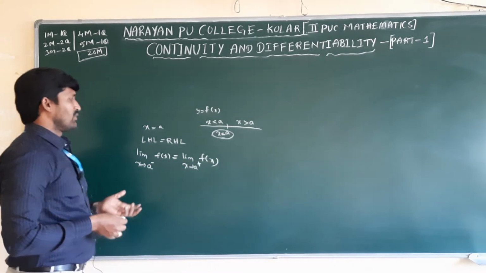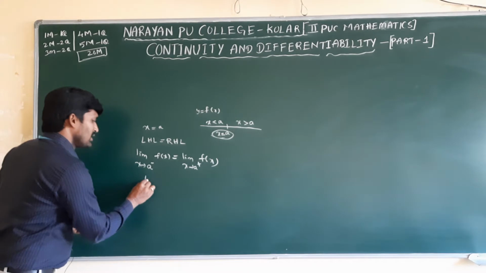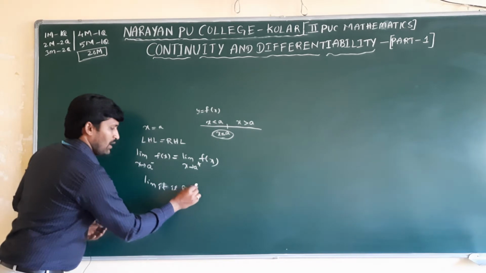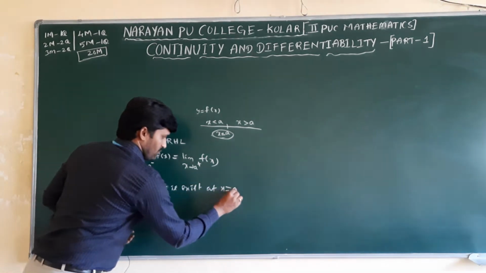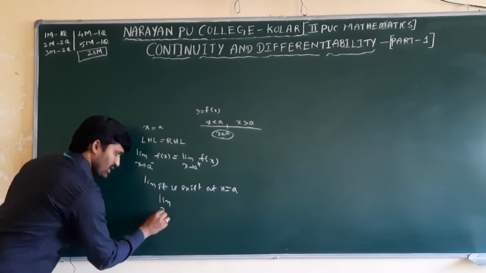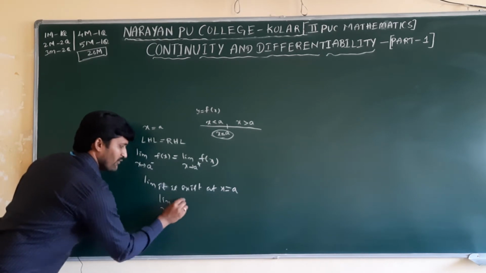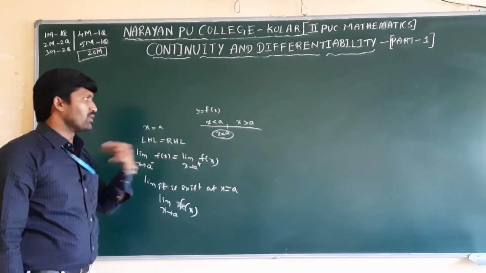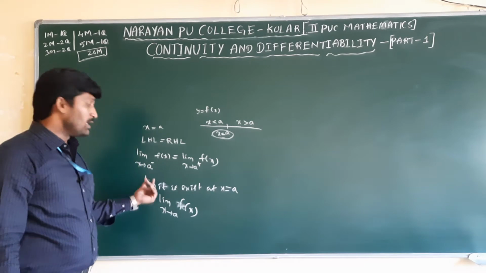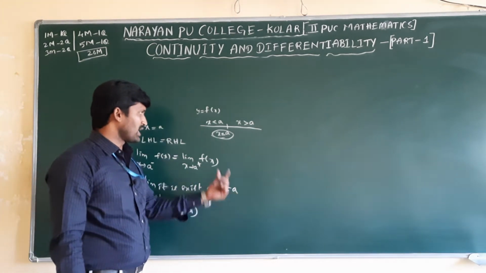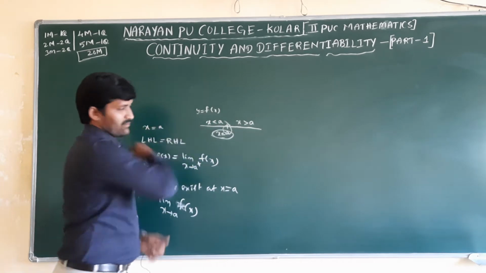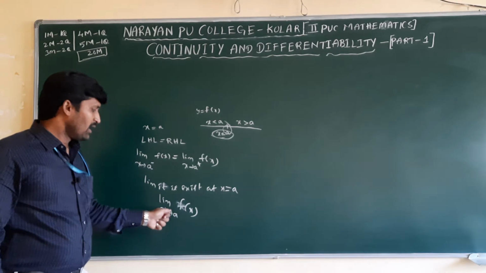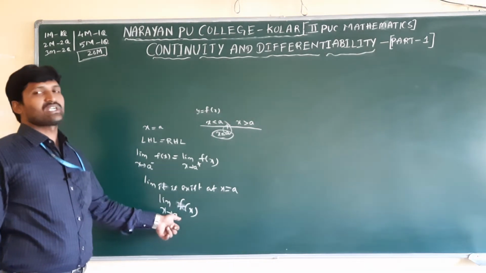When these two values are equal, then we can say that the limit exists at x is equal to a. That we represent like this: limit x tends to a f of x. That means when the left hand limit value and the right hand limit value are both equal, then we can say that the limit exists at x is equal to a, and we can define it at the point a. Limit exists means the limit of the function as x tends to a.